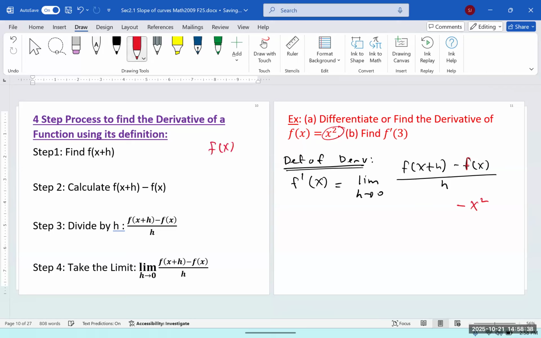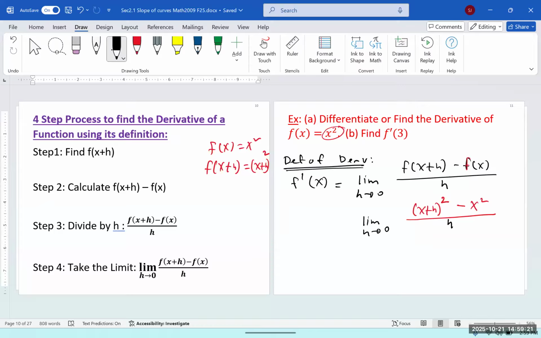So if f of x is x squared, then what is f of x plus h? x plus h, whole thing squared. So it's x plus h whole thing squared, minus x squared, divided by h, and take the limit on it. f of x is x squared, so subtracting f of x means subtracting x squared, and f of x plus h means x plus h whole thing squared.